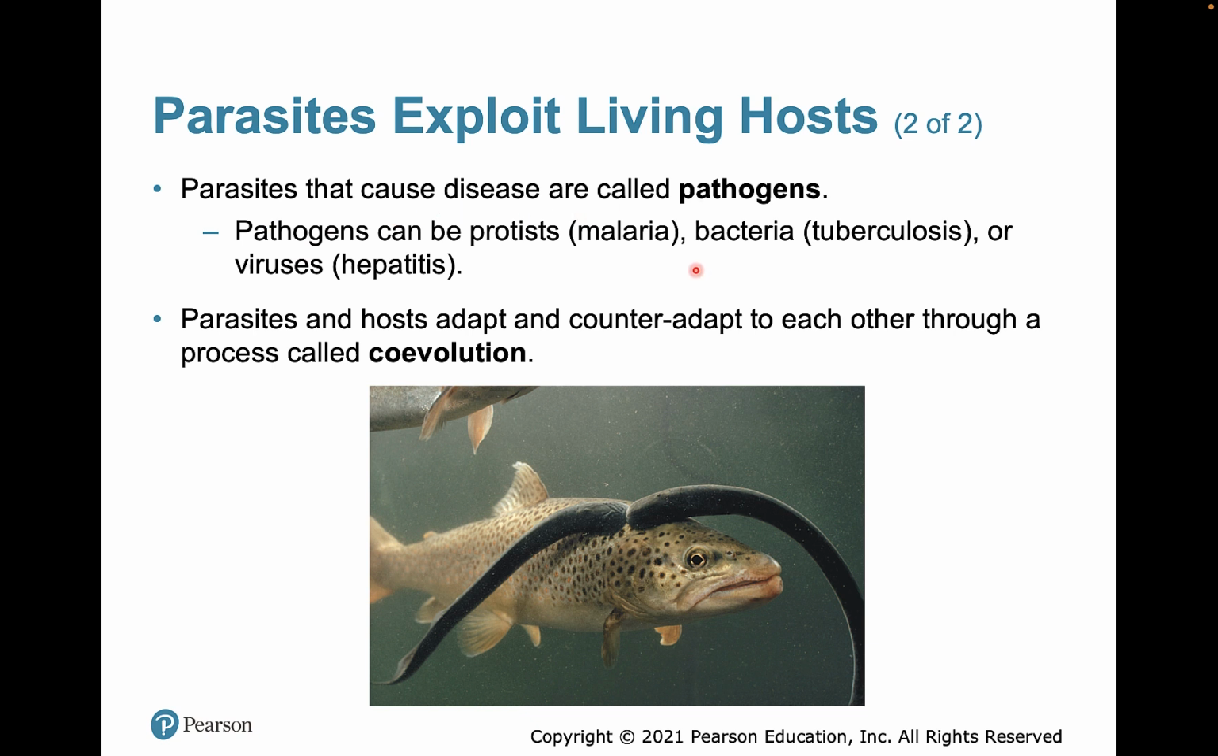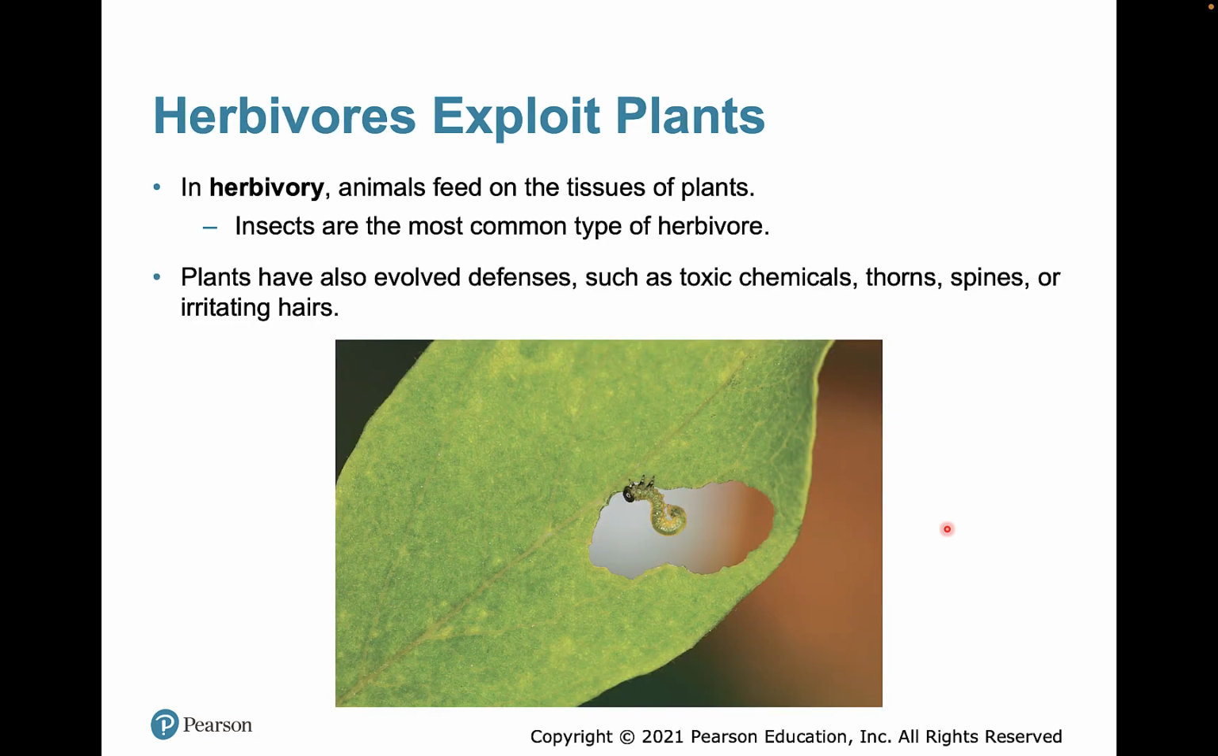If it's a parasite that causes a disease, we call it a pathogen, and protists, bacteria, and viruses can all be parasites and pathogens. Plants can't really defend themselves, but with herbivores, it's another kind of predator-prey relationship to a degree. Plants have developed defenses to prevent themselves from being eaten, like you see listed here.